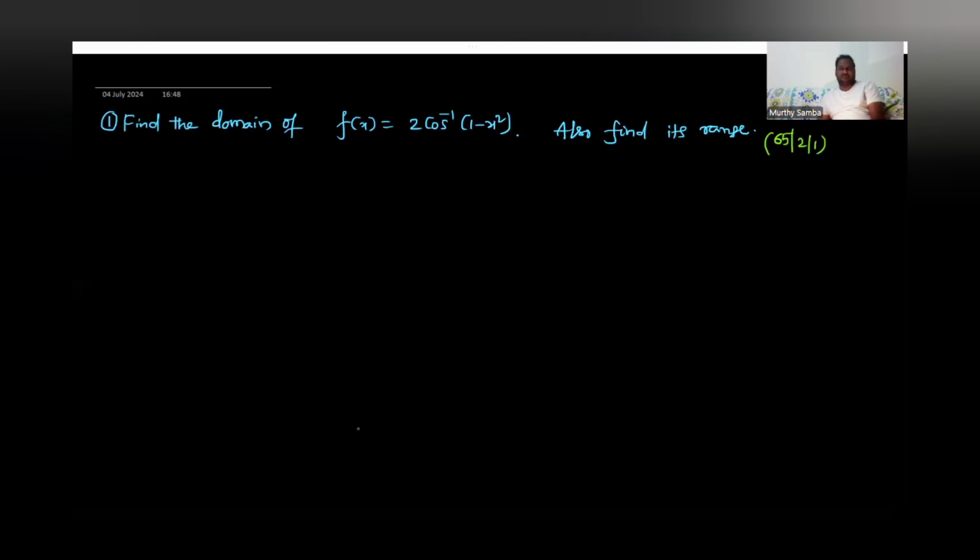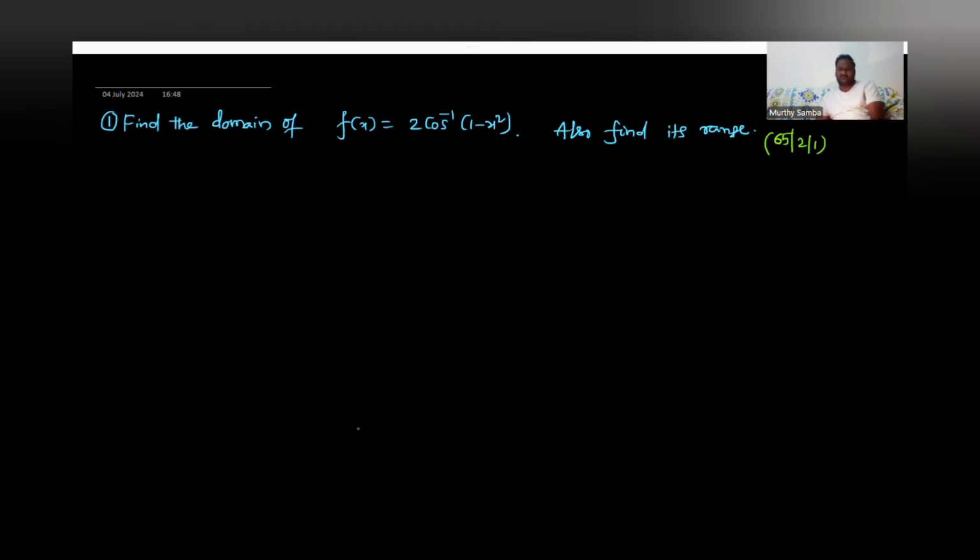So in this module, we are going to discuss inverse trigonometric functions questions, which were given in the 2023-24 board examination across all sets. Coming to the very first question: find the domain of f(x) = 2 cos inverse (1 minus x square). Also find its range. What do you mean by domain?